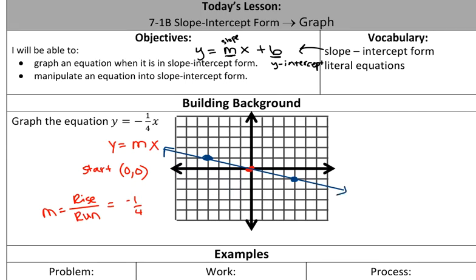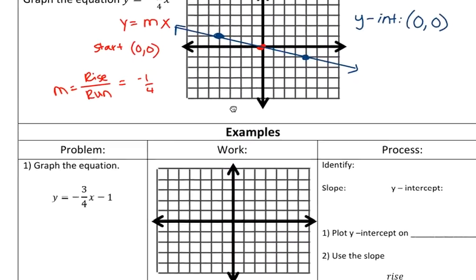So today is really similar to that. It's just that our starting point is going to change because now we have this number we're adding on. We have a different y-intercept. This y-intercept is 0, 0. It crosses the y-axis at 0. Now we have a different y-intercept. So here we go with our first problem.